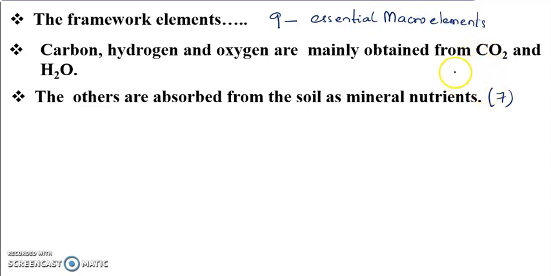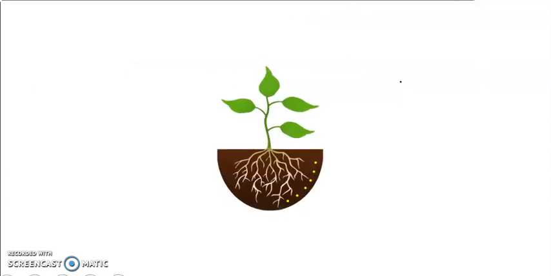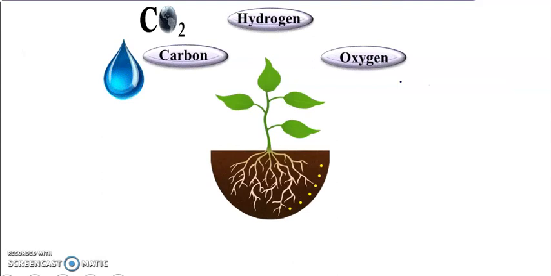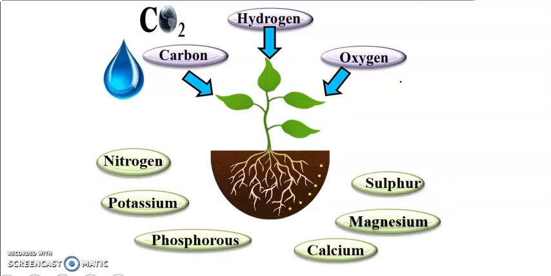Whereas if you remove carbon, hydrogen and oxygen, the rest 7 are called essential mineral macro elements or macronutrients. You understand the difference, right? When we use the word mineral, that means it is coming from the soil. So carbon, hydrogen and oxygen are coming from the air, and the rest are coming from the soil.